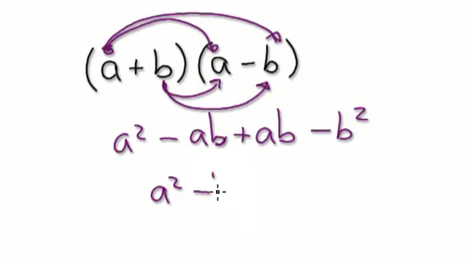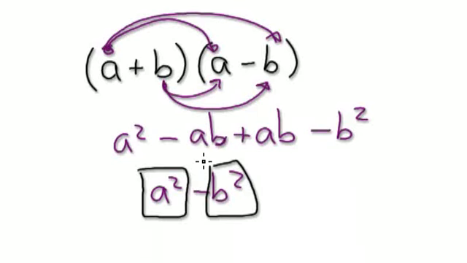So it gives you this. So whenever you see something in this form here, with a minus in the middle, and you can neatly square root both sides, you can always jump back to this. In the next video, I will give you some practice.